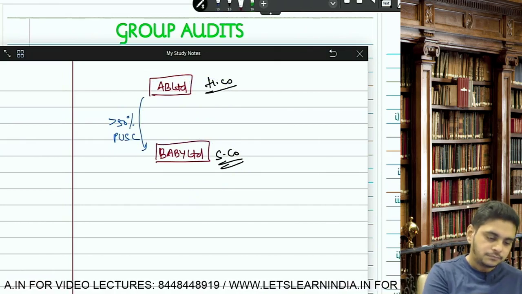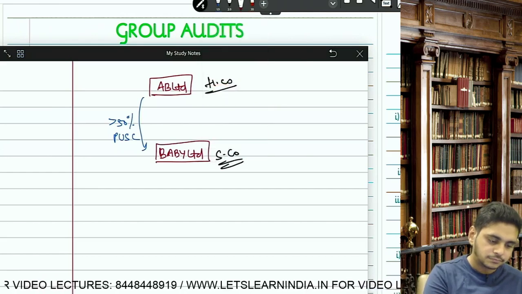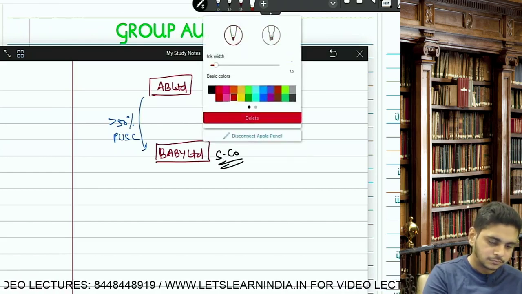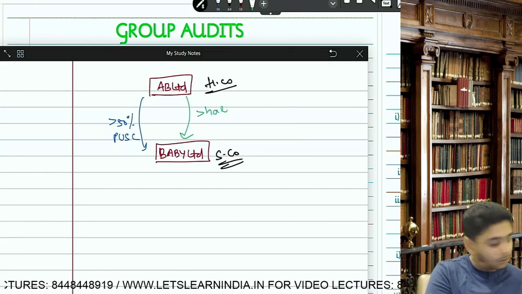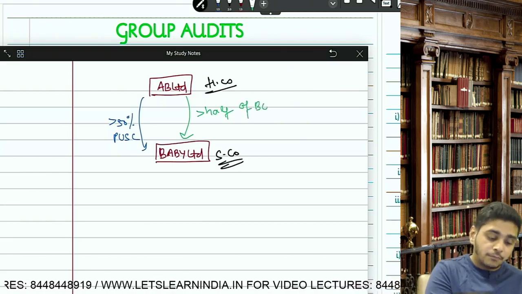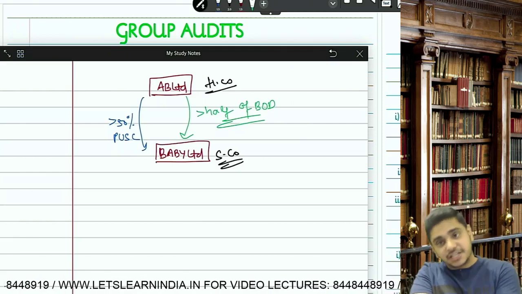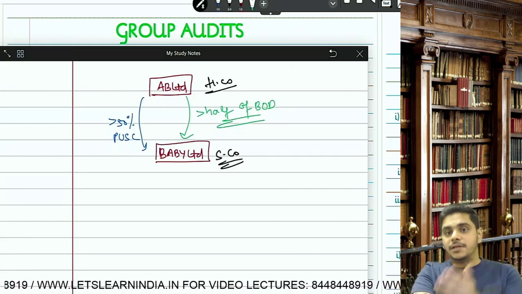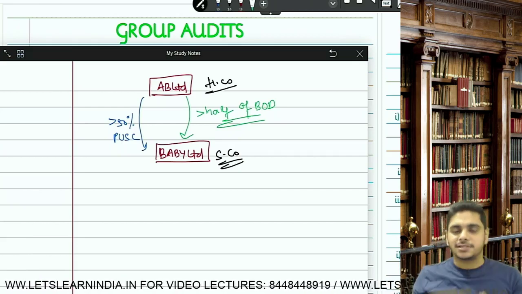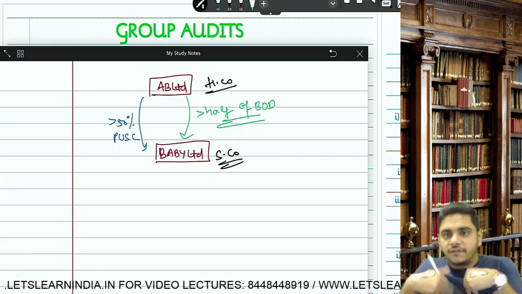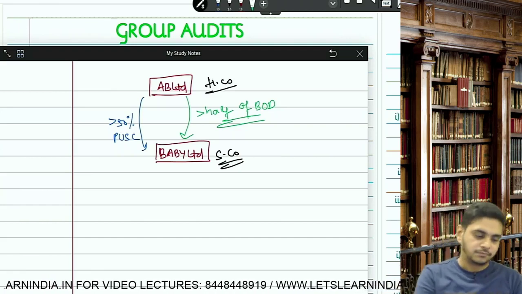Or, if AB Limited controls more than half of the board of directors of Baby Limited, then still AB is the holding company, Baby is the subsidiary company. So you become holding and subsidiary in two ways. One, where you have invested more than 50%. Second, by controlling more than half of the board of directors.